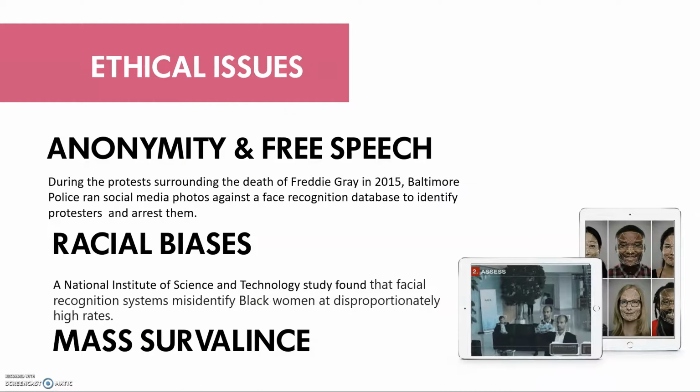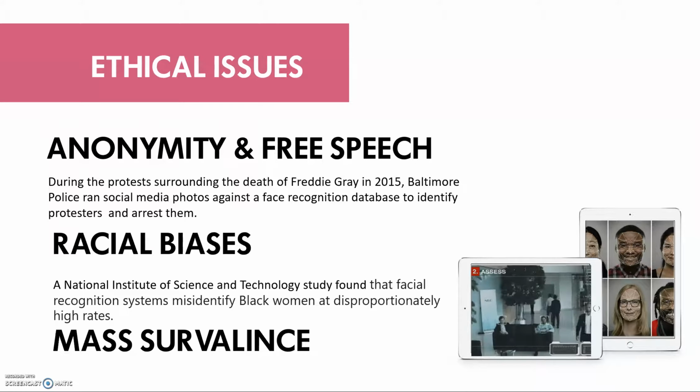So, some ethical issues. Anonymity and free speech. During the protests surrounding the death of Freddie Gray in 2015, Baltimore police ran social media photos against a face recognition database to identify protesters and arrest them. This is very concerning, and it's happened with protests this summer with Black Lives Matter. And with no regulations on how it can be used, it's not a far stretch to say that it could be endangering free speech.